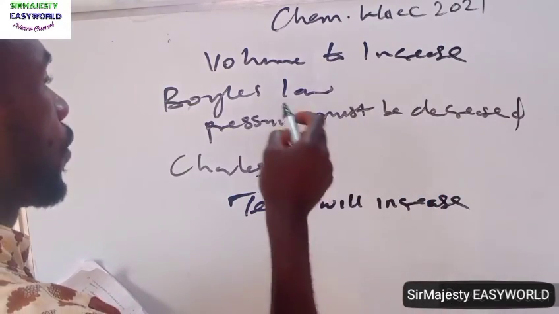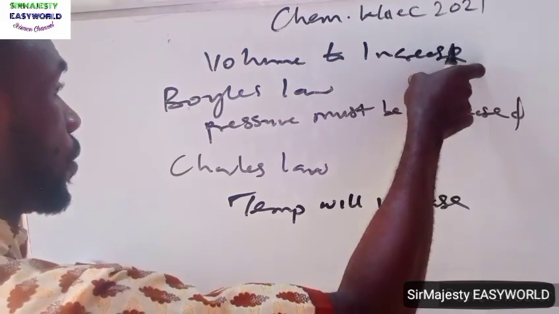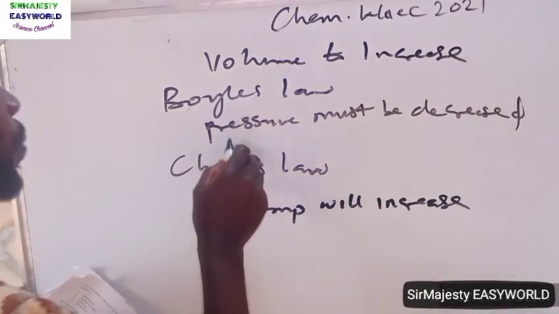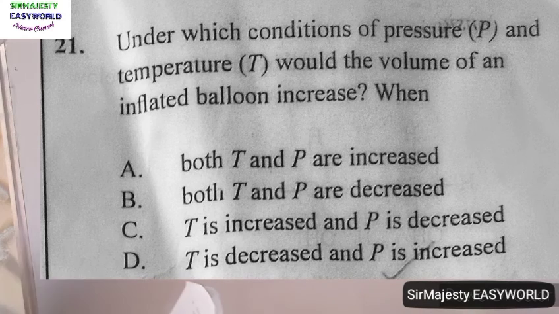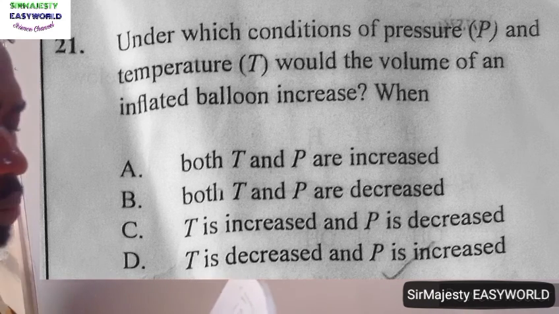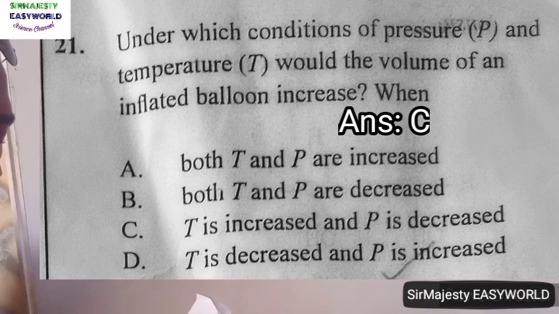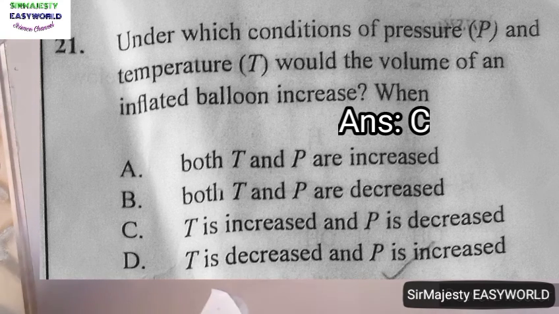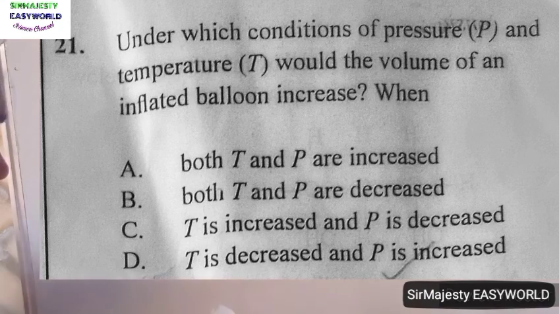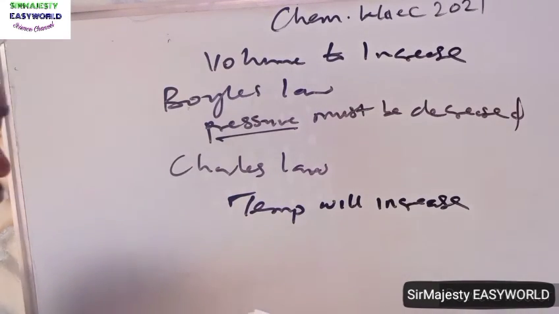So what do we have? For the volume of the inflated balloon to increase, the pressure must be reduced and the temperature must be increased. So looking at the options, they say both T and P are increased. No. Both T and P are decreased. No. C says T is increased, yes, and P is decreased. So option C is correct. That's temperature is increased and pressure is decreased in order for the volume to increase.